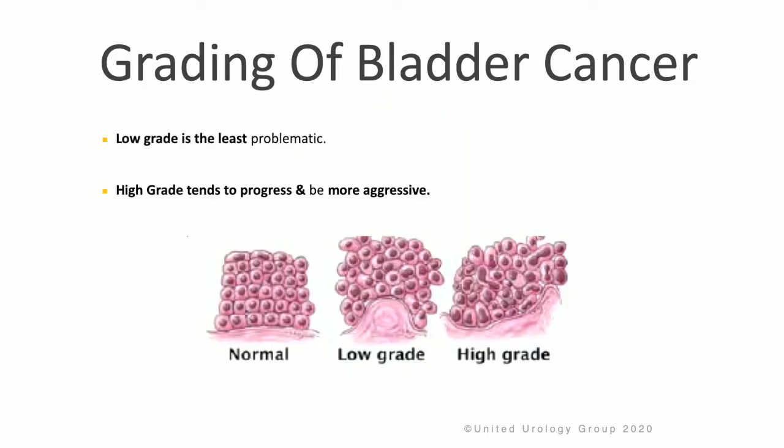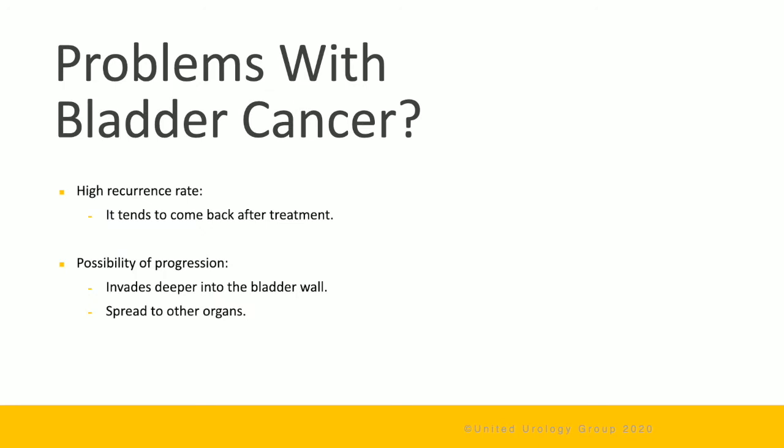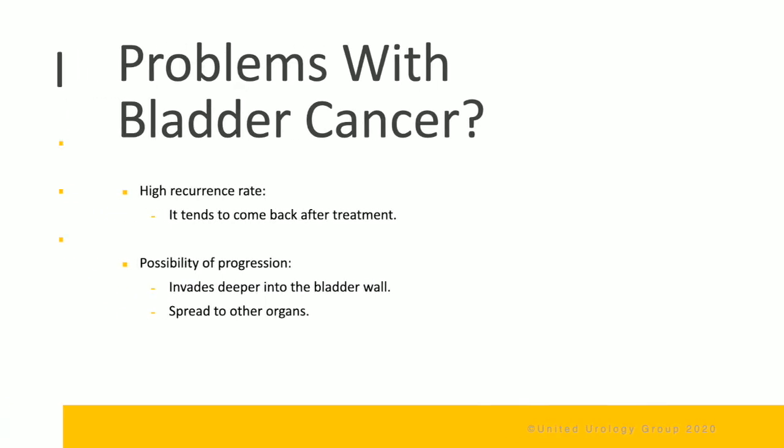Low-grade bladder cancer is the least problematic. High-grade bladder cancer tends to progress and be much more aggressive. The problem with bladder cancer is that it has a high recurrence rate. It tends to come back even after treatment. You also can see a possibility of disease progression, where the disease invades deeper and deeper into the bladder wall and even spread to other organs.